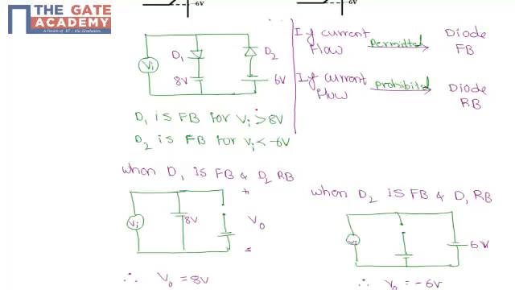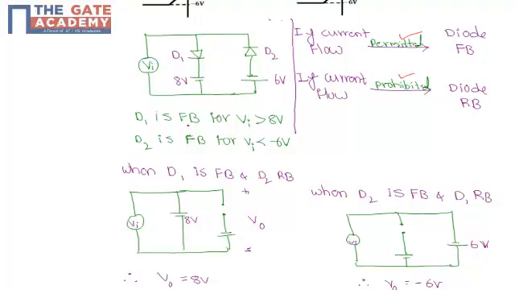Next, coming to the solution. First we learn the basic concept of diode operation. If the current flow is permitted, then the diode will be forward biased. If the current flow is prohibited, then the diode will be reverse biased. Applying this concept to the given circuit.